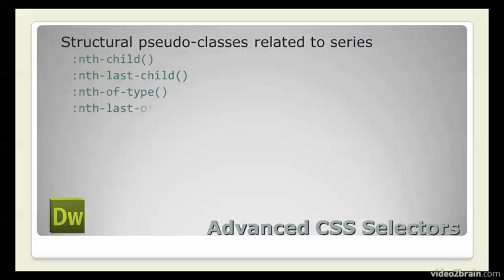4 new pseudo-classes. Nth child looks for a child element within a parent in a particular position in the series. Nth last child counts from the end of the parent element. Nth of type looks for a particular type of element within the parent, so you might be looking just for paragraphs or just for list items or table rows. And nth last of type counts from the end.